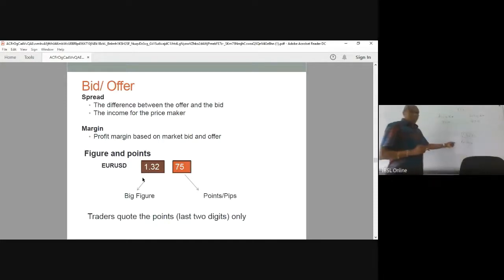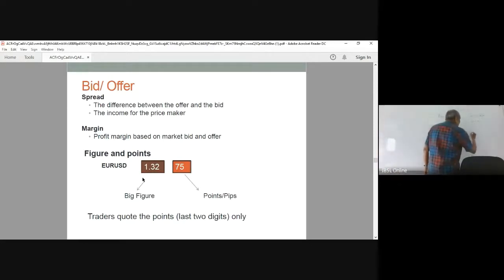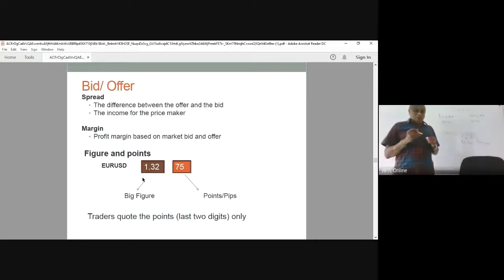Now we'll have to learn these words since you are going to work with trade and since you are going to deal with treasury, right? And these two digits, we call them points, or pips. Many treasury guys use this word pips.